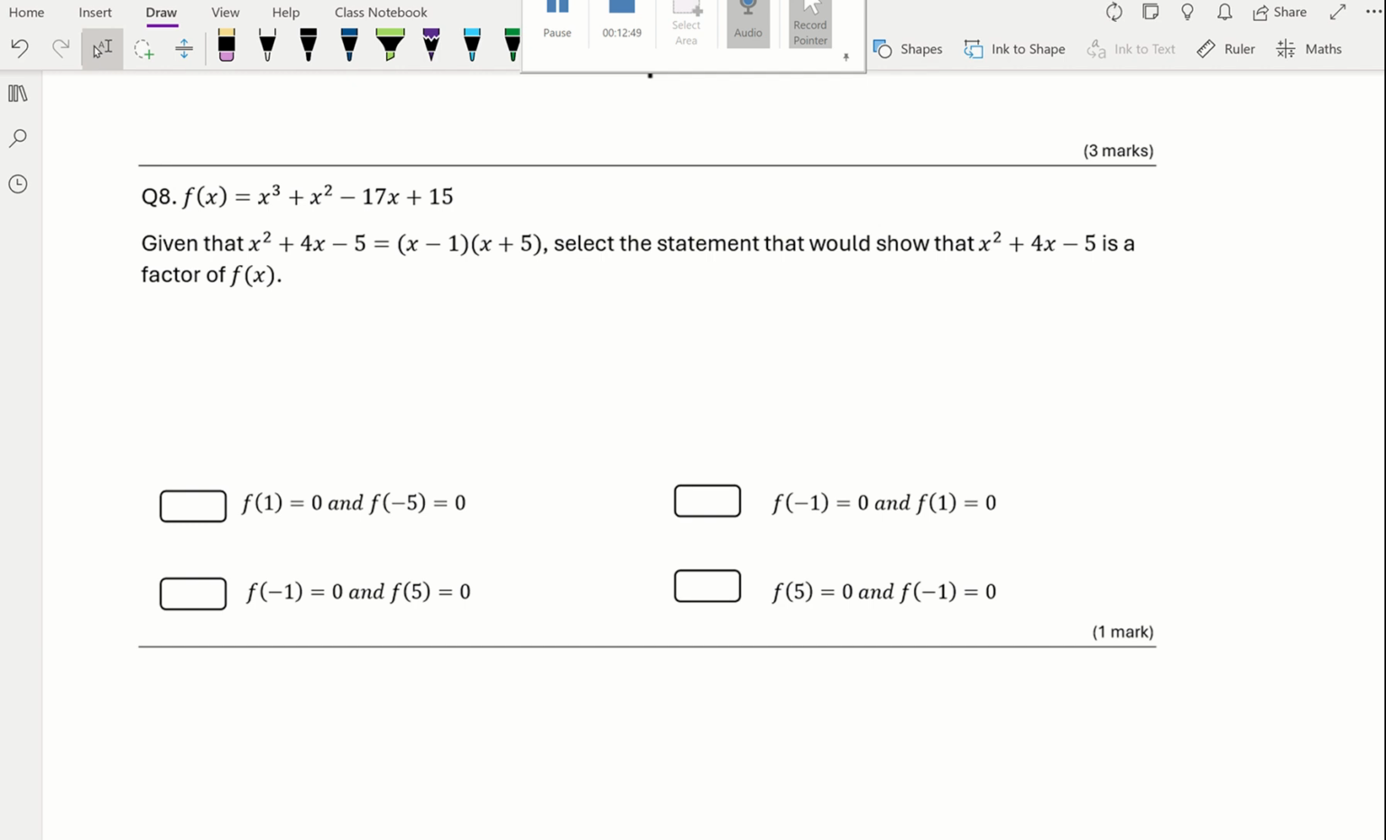Question 8 gives you a function, and it says given that x squared plus 4x minus 5, and it's factorized for you, select the statement that would show that x squared plus 4x minus 5 is a factor. So if these are factors, that means when I substitute 1 and when I substitute negative 5, it's always the opposite of what's inside the bracket. When I substitute these, I get a remainder 0. So I want 1 and negative 5. When I substitute 1 and negative 5, I get a remainder 0.